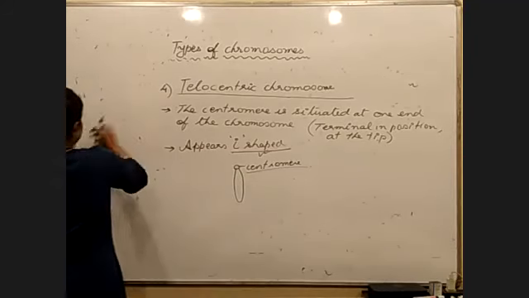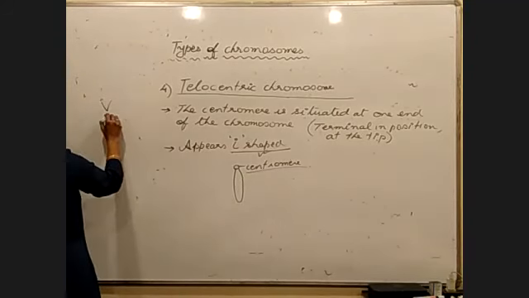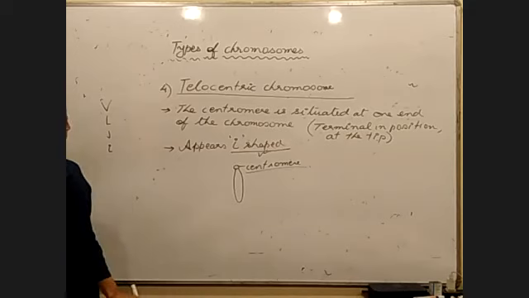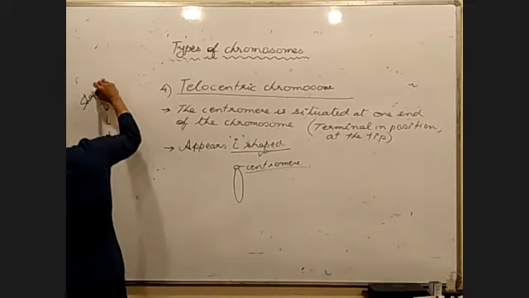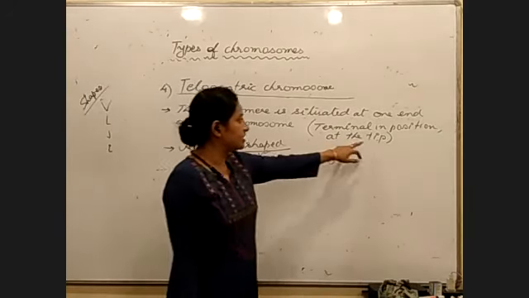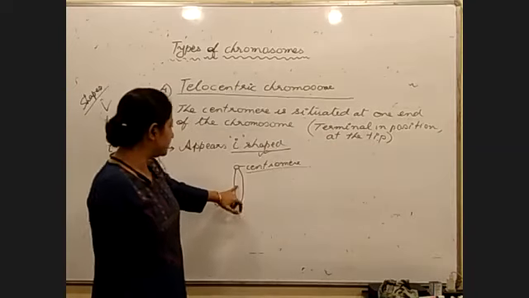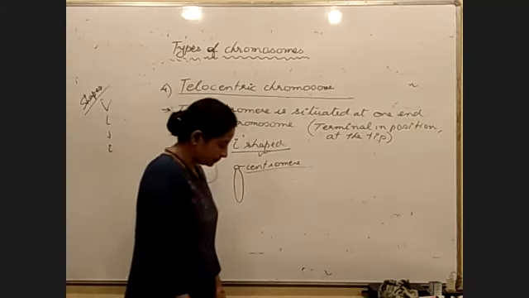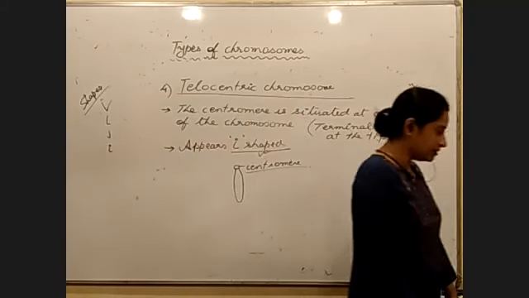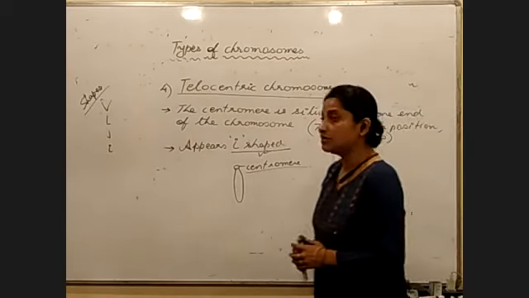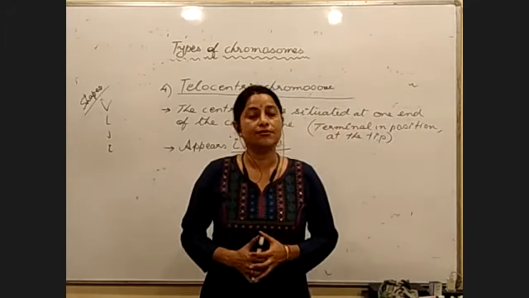So we have talked about the different types of chromosomes. I shape. Right? If the centromere is at the tip of the chromosome, then the shape they obtain is almost like an eye, and that is what is called as the eye-shaped chromosome. And the name is telocentric. So these are the 4 different types of chromosomes as far as the position of the centromere is concerned.